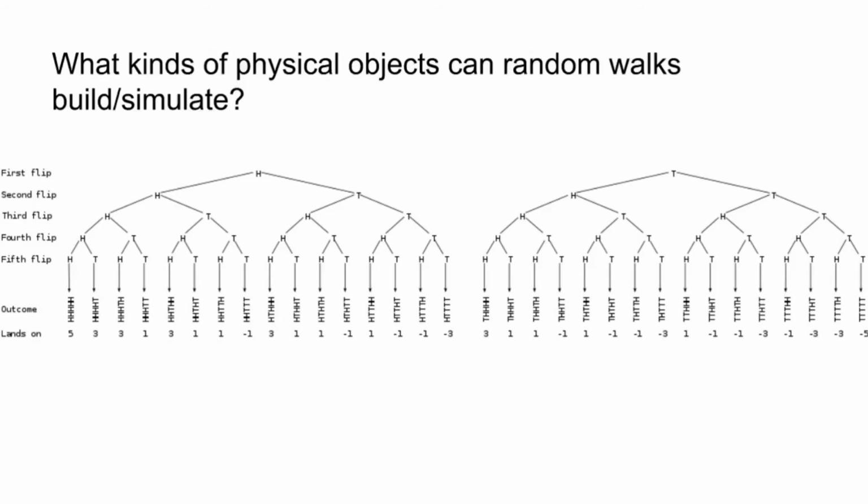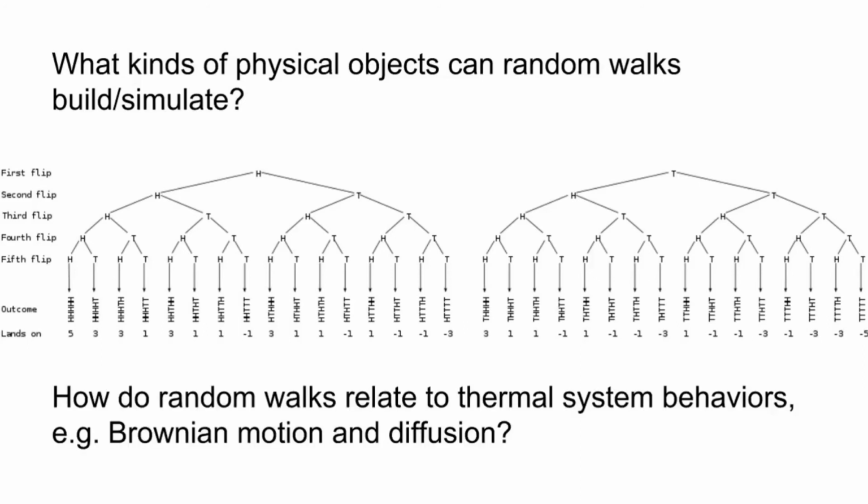I might also have more directly physics-related questions, like what kinds of physical objects can random walks build or simulate, and how do random walks relate to thermal systems behaviors, like Brownian motion and diffusion? We'll talk about these topics in the following videos.